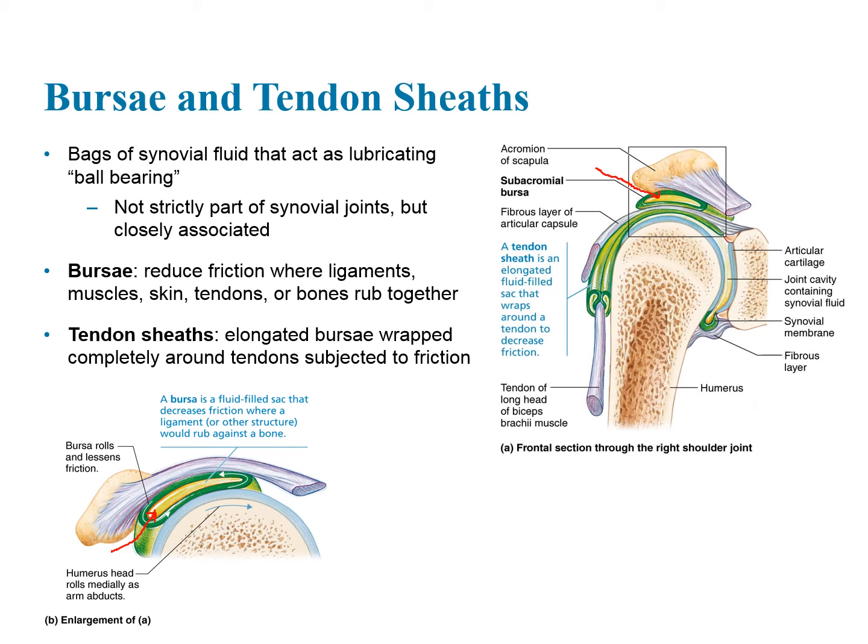Tendon sheaths are structures like this one. These are elongated bursae, and they wrap completely around tendons that are subjected to friction as our muscles contract, and the tendon may rub up against a bone, kind of like you see in this example right here. So it decreases friction.